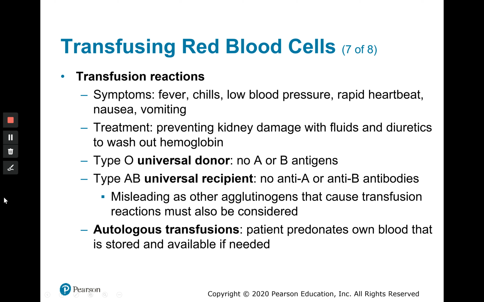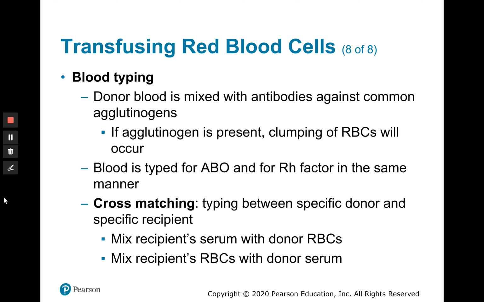So autologous transfusions are for when a patient knows that they're going to have surgery, say for instance, and they're going to need a blood transfusion during that surgery. So at an earlier date, they will donate blood and they won't have any problems or concerns about that blood matching their own because it's their blood. So that would be a purpose or use for an autologous transfusion.